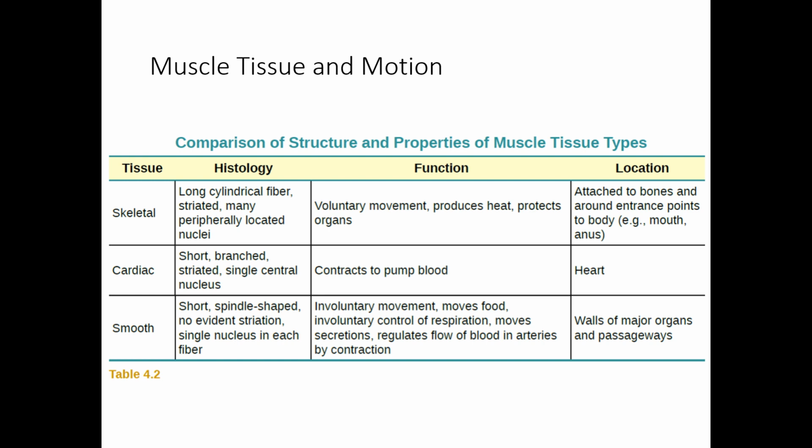Next type of muscles would be cardiac muscles. Cardiac muscles are located in the heart, and their main function is to contract and pump blood. Smooth muscles are located in the walls of major organs like stomach, like urinary bladder, gallbladder, intestines, and passageways, which would be our bronchi or our blood vessels.